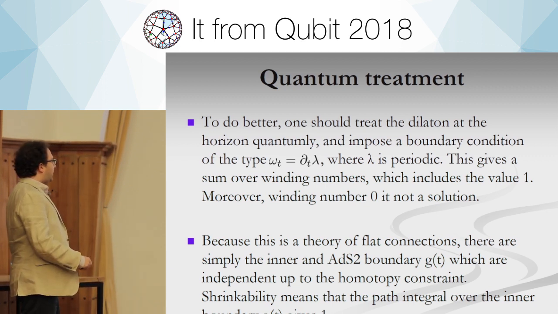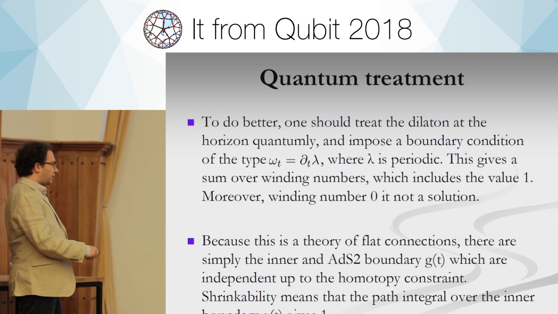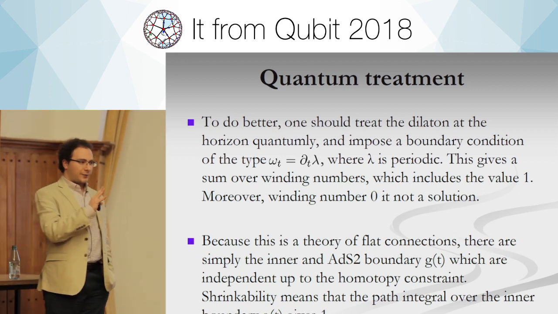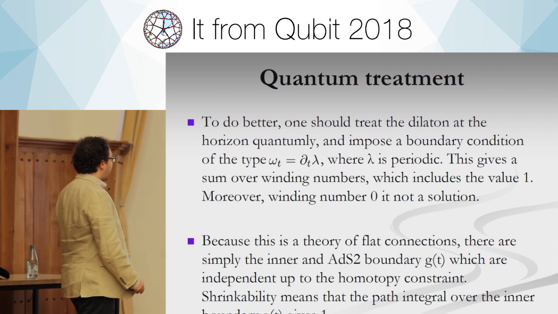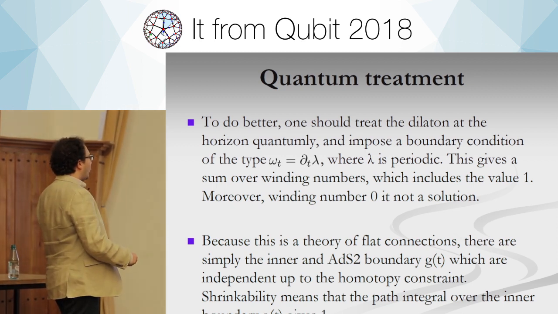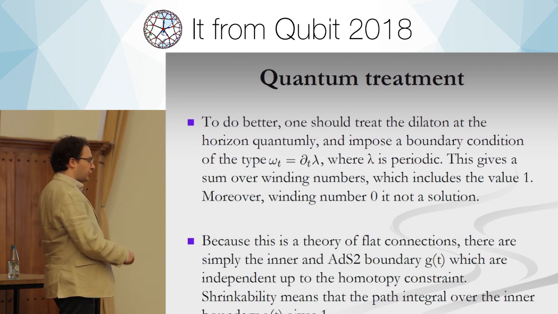And this whole thing is a theory of flat connections. So everything just reduces to this group variable as a function of time on the inner and the AdS2 boundaries, and they're completely independent up to the fact that they have to be homotopic in the group. And the goal is to find the boundary condition on the inner boundary so that the inner boundary integral over G just gives 1.